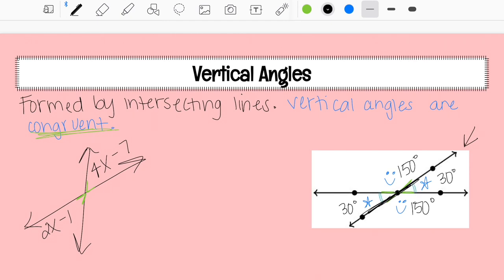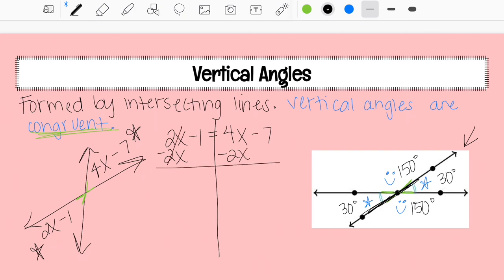So what I can do is I can say, all right, well, let's say this is star and this is another star. They have to be the same. So 2x minus 1 has to equal 4x minus 7. And now I have variables on both sides of my equation. So what I need to do is move all my variables to one side and then my constants to the other. So I'm going to move the 2x, and I can create a zero pair with positive 2x by subtracting 2x. And if I do it to one side, I need to do it to the other.